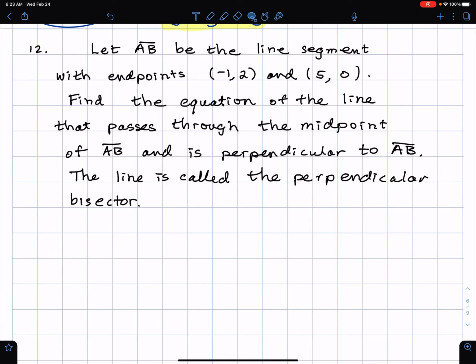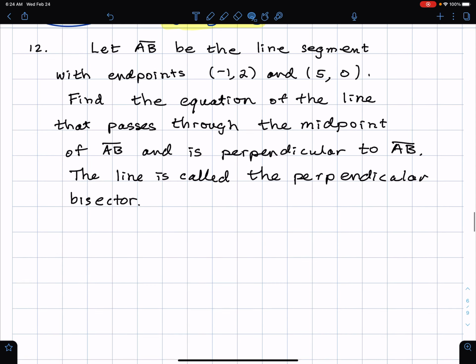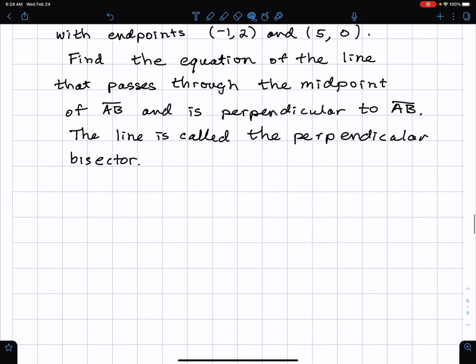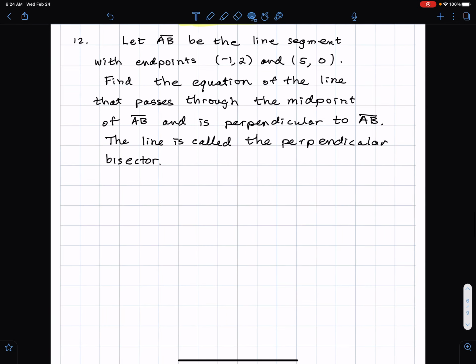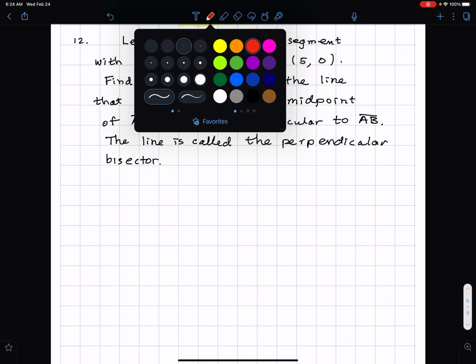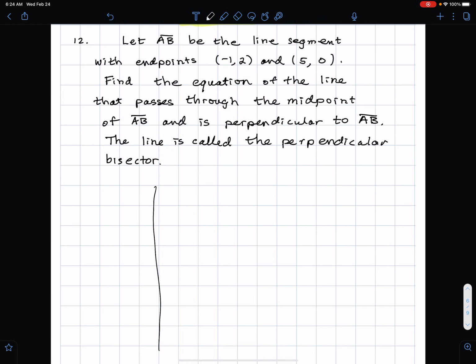Let A be the line segment with endpoints -1, 2, and 5, 0. Find the equation of the line that passes through the midpoint of AB and is perpendicular to AB. This line is called the perpendicular bisector. Let's go ahead and draw a picture of this. Although I might run out of room if I do that, I think it's worthwhile.